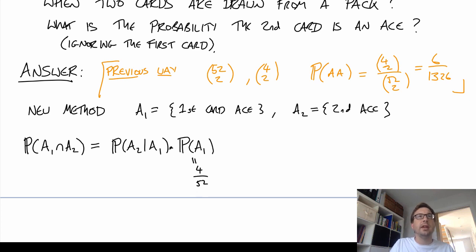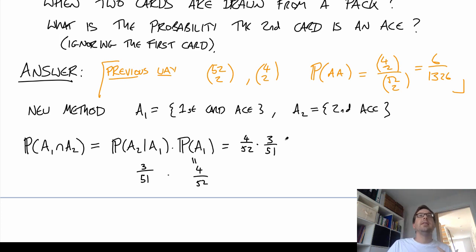Whereas for this one here, given I've got an ace in my hand and I've got an unshuffled deck with 51 cards in front of me, there is a 3 out of 51 chance that I choose an ace. So 3 possibilities out of a potential 51. So it's 3 divided by 51 times 4 divided by 52, which is going to give me exactly the same answer as before.